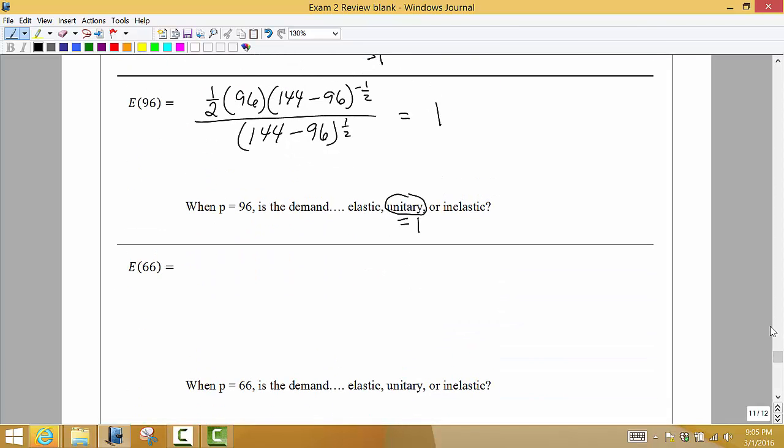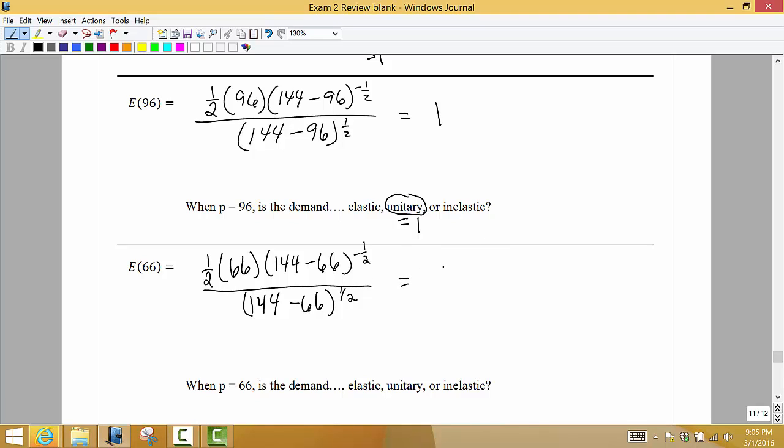Lastly, we want to see what the elasticity of demand is for a price point of $66. We're going to type in 1/2 times 66 times 144 minus 66 raised to the negative 1/2 power, all of that divided by 144 minus 66 raised to the positive 1/2 power. Typing it in my calculator, I got 0.4231. In this case, our elasticity of demand is less than 1. Therefore, we would say that the demand here is inelastic.